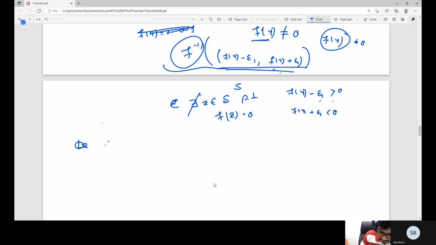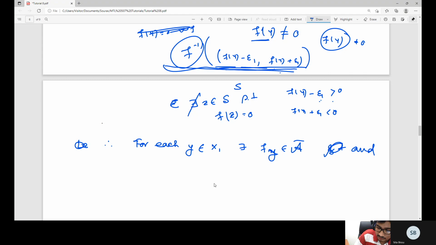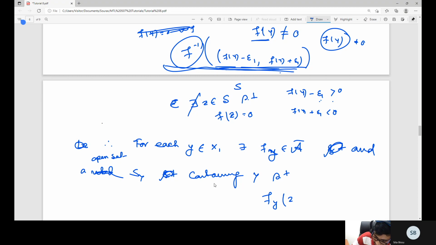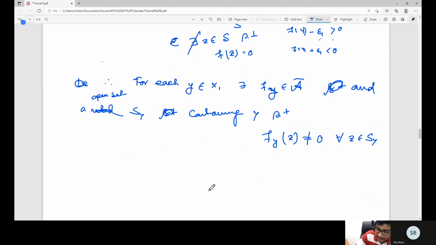Now, what we can say, therefore, for each y belonging to X, there exists f_y belonging to A closure, and a neighborhood S_y, an open set containing y, such that f_y(z) is not equal to 0 for all z belonging to S_y. For each y you can find this.